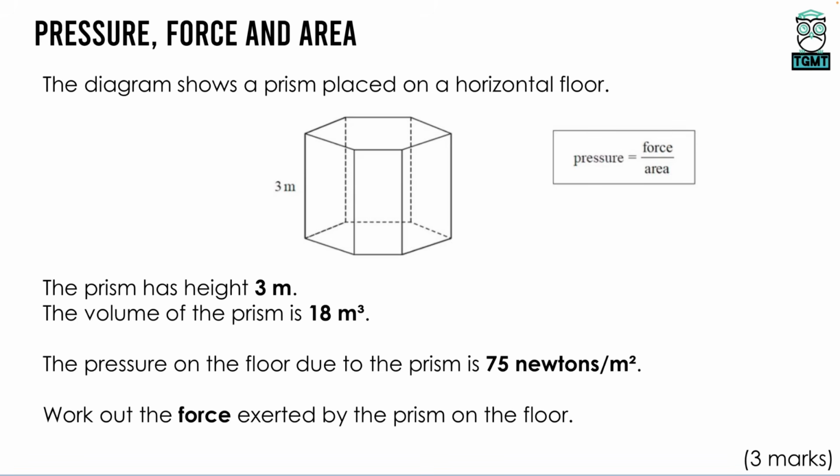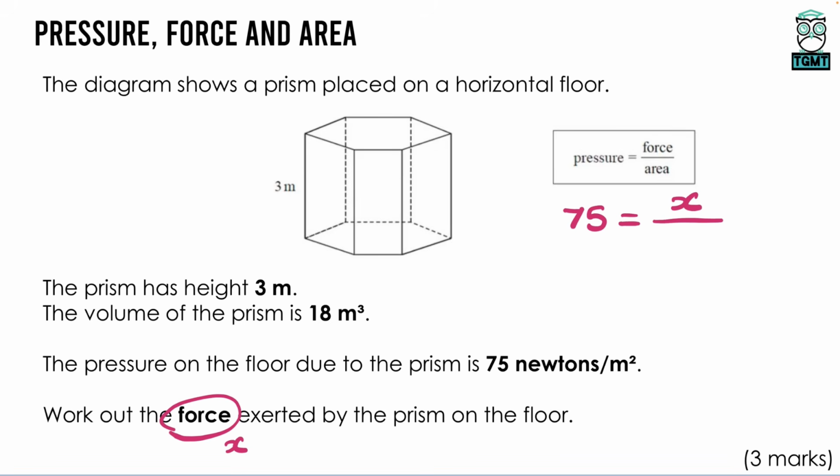Now we can see in our formula, force is on the top of our division there. But if we take some of the pieces that we have been given and see what actually fits into our formula. Now we're given the pressure. The pressure is 75, and that's equal to the force divided by the area. Now the force is what we're trying to work out, so let's call that x. So we have something divided by the area.